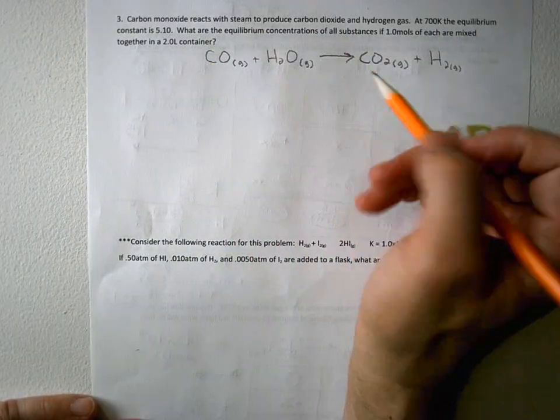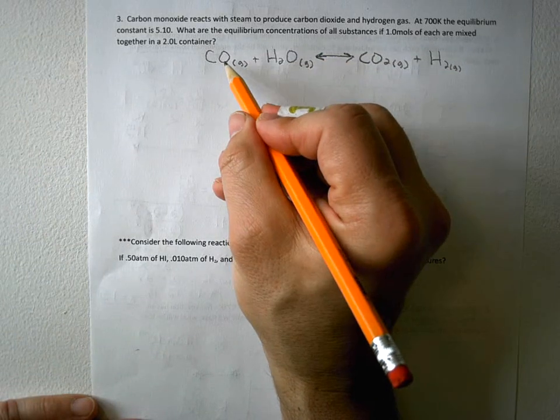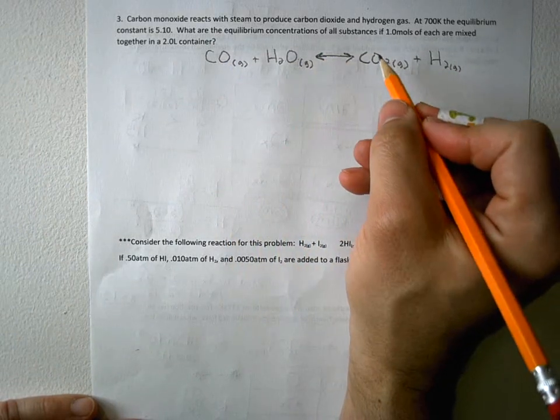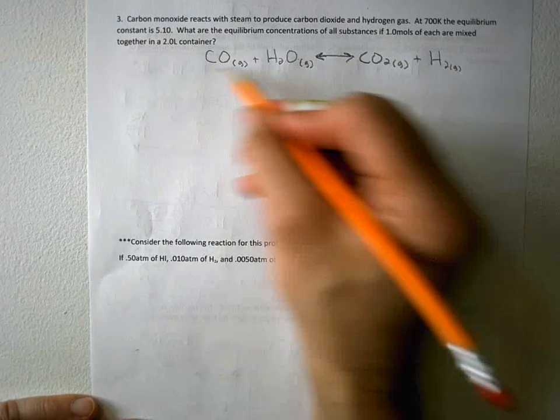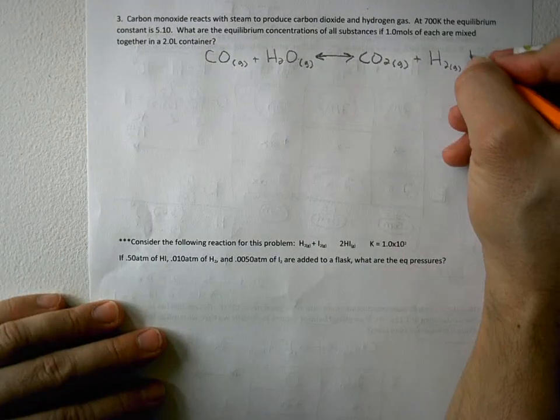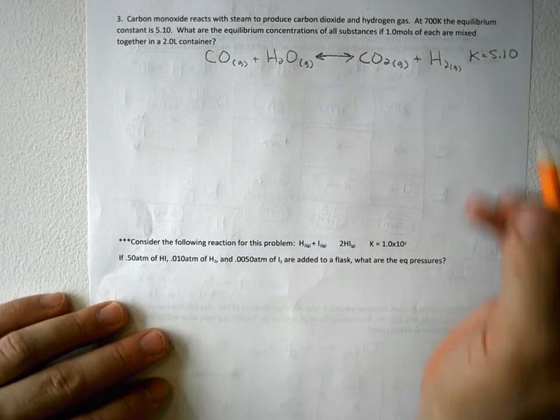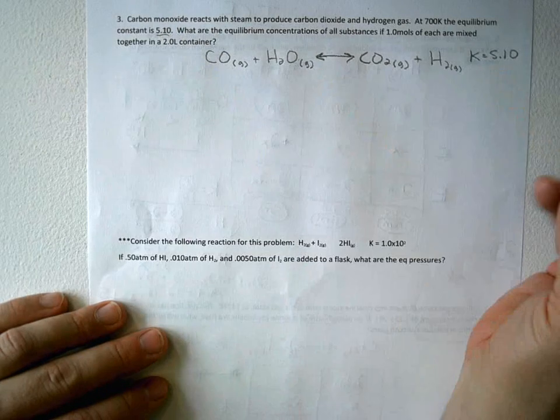Let's check it out. We got one carbon, one carbon. It mentions equilibrium, so I should get a double arrow here. We have 1, 2 oxygens, 1, 2 oxygens, 2 hydrogens, 2 hydrogens. This one's nicely balanced with all these 1 mole ratios. And it says our K is equal to 5.10. It says the equilibrium constant is 5.1.